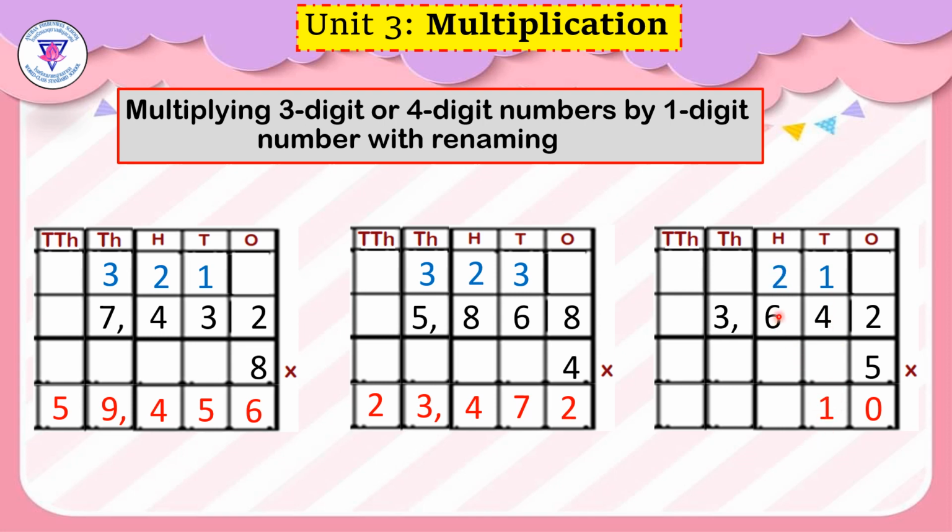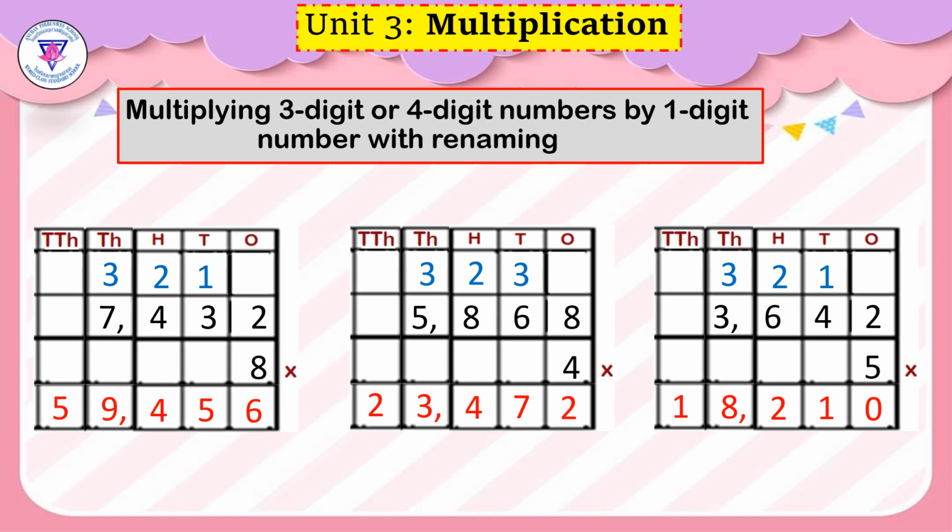So write 1, carry 2. And then 6 times 5 is equal to 30 plus 2, then the answer is 32. Write 2, carry 3. And the last one is 3 multiplied by 5 plus 3 is equal to 18. Okay, so the answer is 18,210. So this number is what we call renaming, or this one is what we call carry.